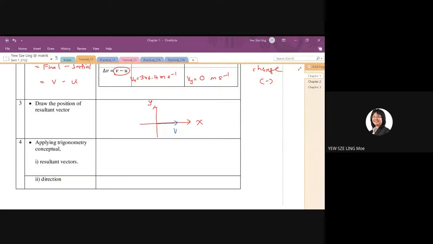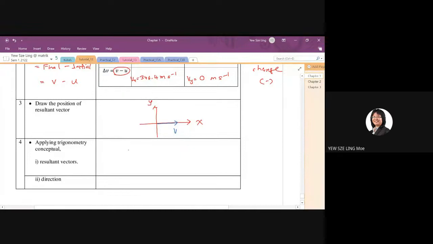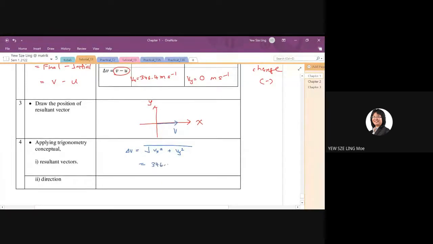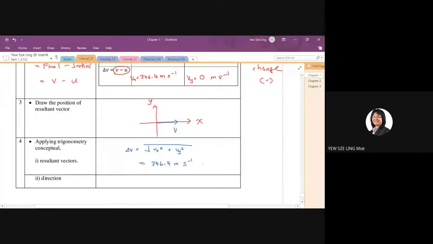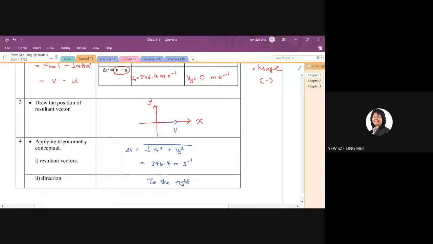So how are we going to do the calculations? Very simple. Our delta V is now equal to the square root of Vx squared plus Vy squared, which is then equal to 346.4 meter per second, because Vy is equal to 0. So actually the delta V is straight away equal to your Vx. And then direction, now it's located on the x component, so it's to the right. So you don't even have to calculate the angle.